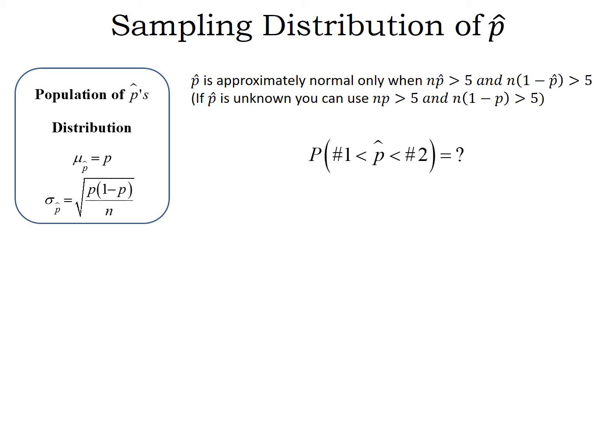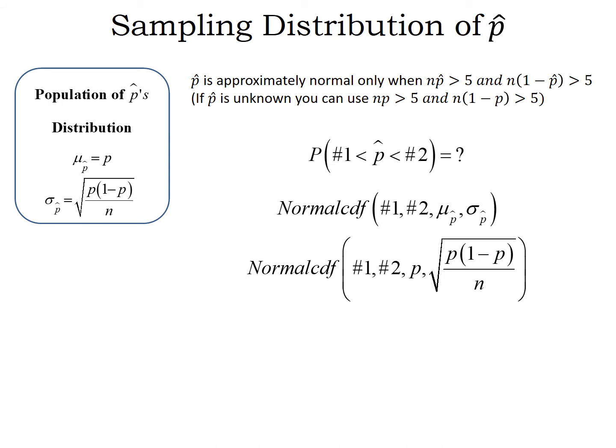Once you've established that the distribution of p hat can be approximated by a normal distribution, define the probability that p hat is between two numbers. Again, those numbers may include positive or negative infinity. We're going to use our normal CDF, putting in our limits on p hat and the appropriate mean and standard deviation for the variable p hat. The mean of p hat, remember, is p. The standard deviation of p hat is the square root of the quantity p times 1 minus p divided by n.